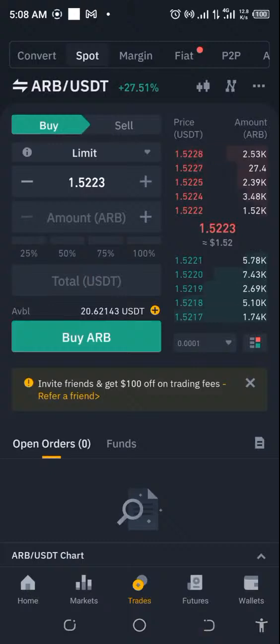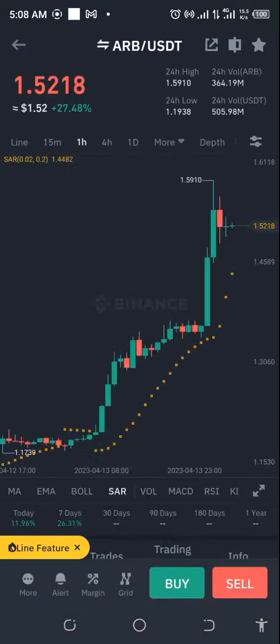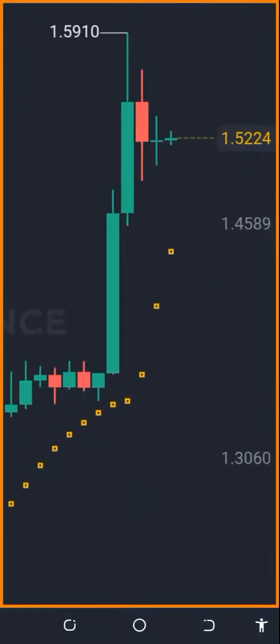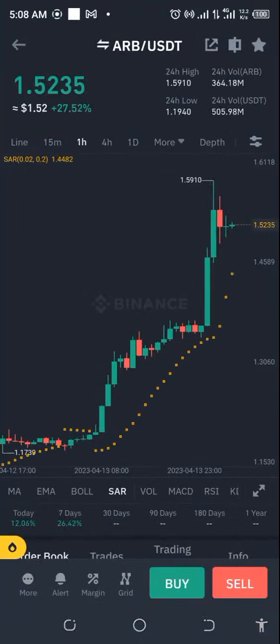Or before we go and check, let's look at the chart. You can see here that it actually pumped. It went beyond and then it pumped. This took about 3, 3.5 hours for this trade to get executed.